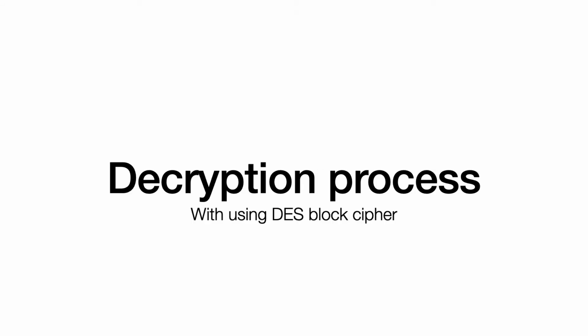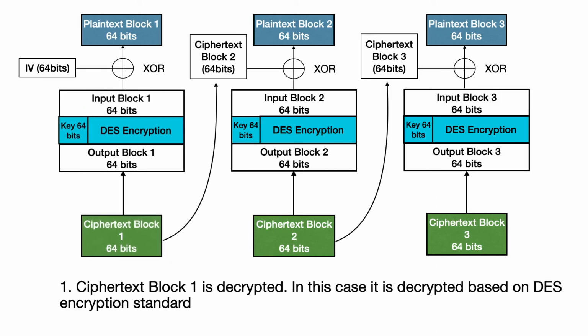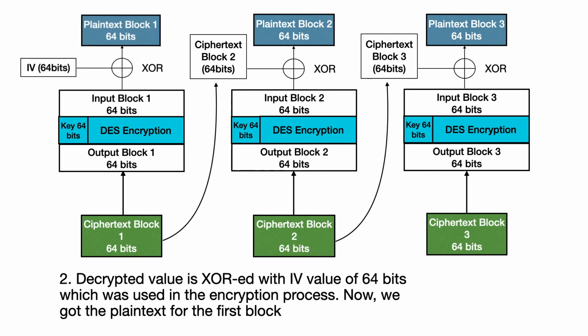Example of the decryption process of Cipher Block Chaining using the DES block cipher. First of all, ciphertext block 1 is decrypted. In this case it is decrypted based on the DES block cipher. The decrypted value is XORed with the IV value of 64 bits, which was used in the encryption process. Now, we have the plaintext for the first block.